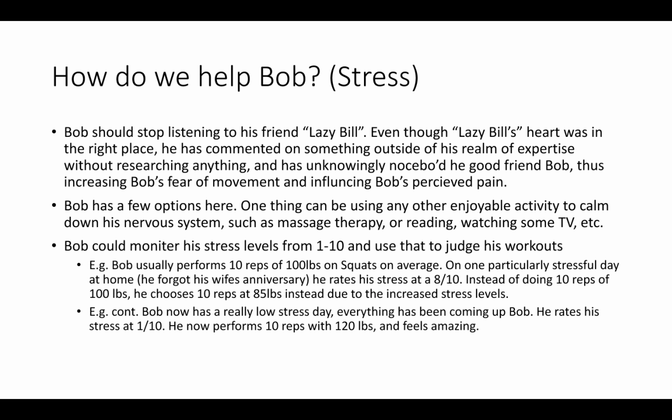So, for example, if Bob usually performs 10 repetitions with 100 pounds on squats on average, on one particularly stressful day, maybe he forgot his wife's anniversary, he rates his stress at an 8 to 10. So instead of doing 10 repetitions at 100 pounds, he chooses 10 repetitions at 85 pounds instead, due to the increased stress levels. Conversely, if Bob has a really low stress day and everything's been coming up Bob, and he rates his stress at 1 out of 10, he could now perform maybe 10 reps with 120 pounds, and maybe that would feel really good.